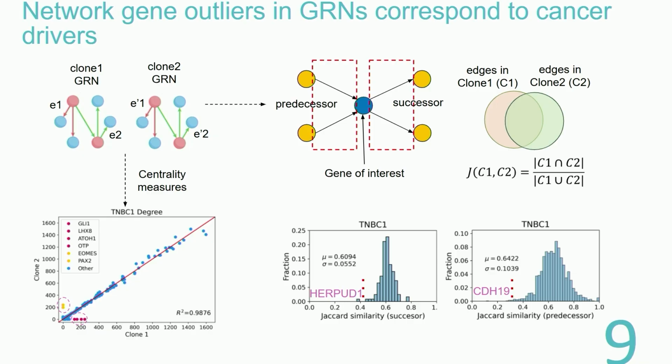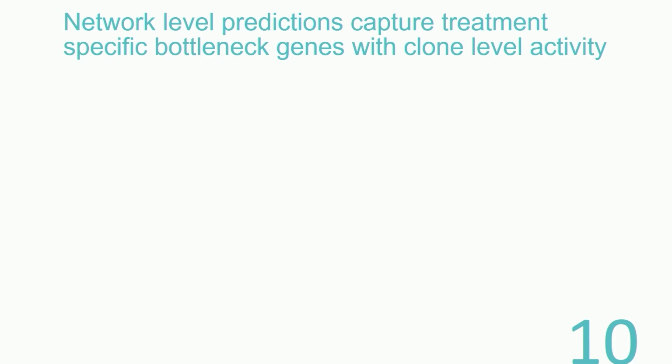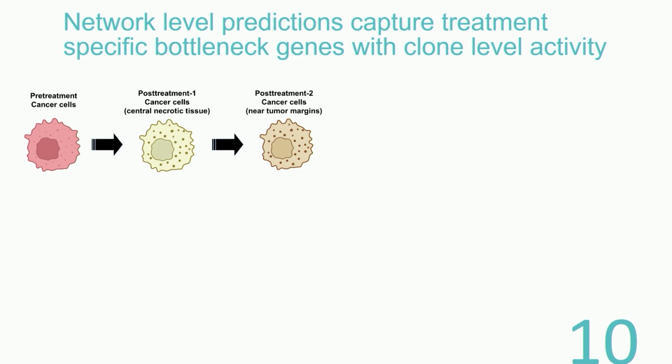So what did this actually help us understand? Well, we understood that GRNs can help us figure out overall functional differences across clones. But we wanted to see, can we find more biologically meaningful differences? To do that, we looked into a study that considered time series data, where cells are segregated into pre-treatment cancer cells, post-treatment 1 cancer cells, which are cells at a necrotic region of the tissue, and post-treatment 2 cancer cells, which are near tumor margins.